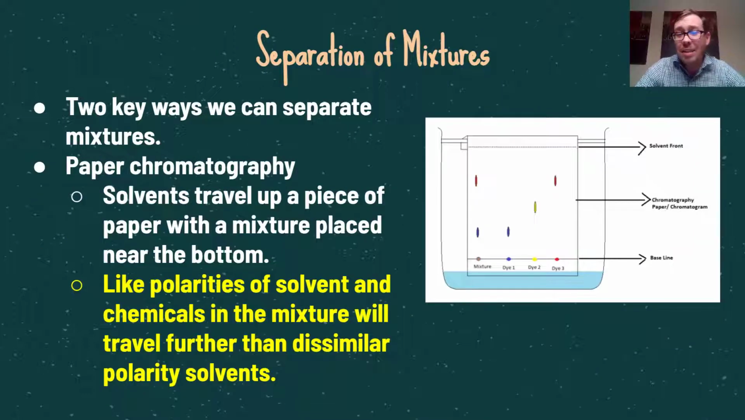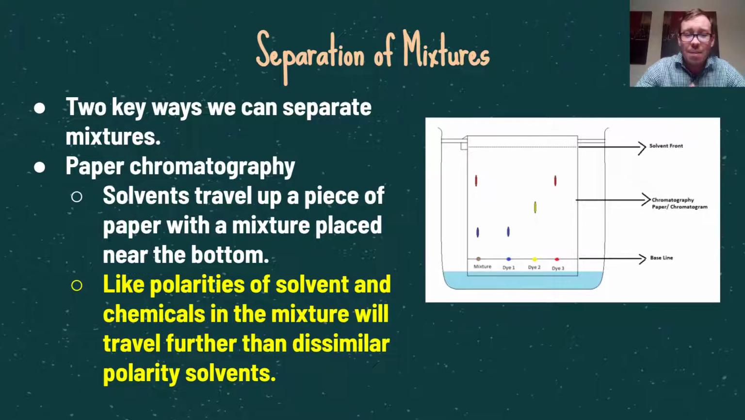There are a couple key ways we can separate mixtures as well, and one of these is what is known as paper chromatography. Now, solvents are going to travel up a piece of paper with mixture that is placed at the bottom. Think about like if you get your pants wet when it's raining outside and you notice how the water kind of travels up your jeans, travels up the pants. Well, same way paper chromatography works.